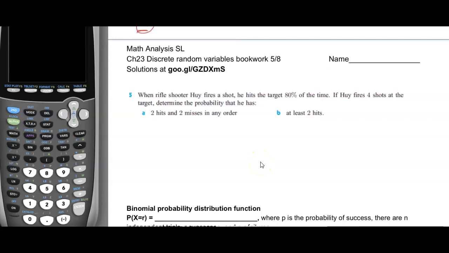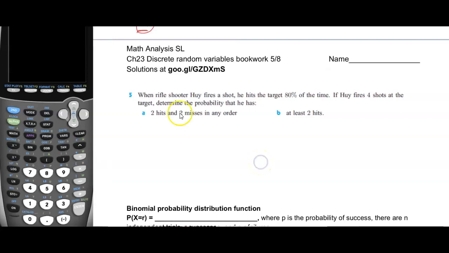Discrete random variables, page 5. When rifle shooter Hui fires a shot, he hits the target 80% of the time. If Hui fires 4 shots at the target, determine the probability that he has 2 hits and 2 misses in any order, at least 2 hits.